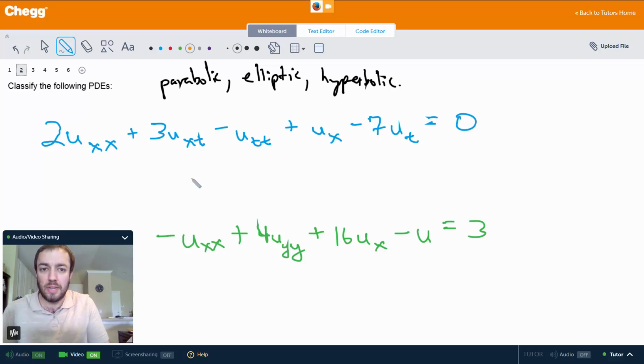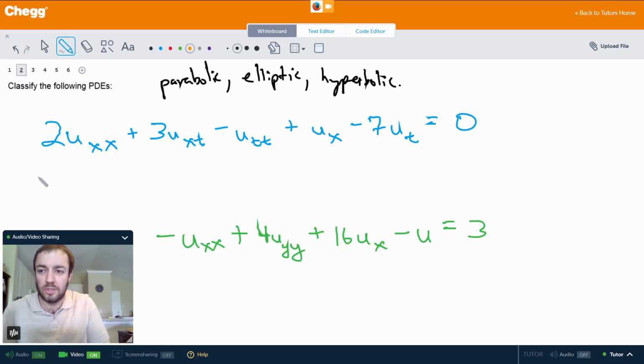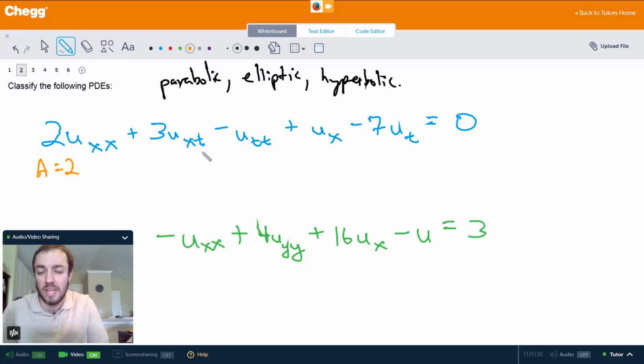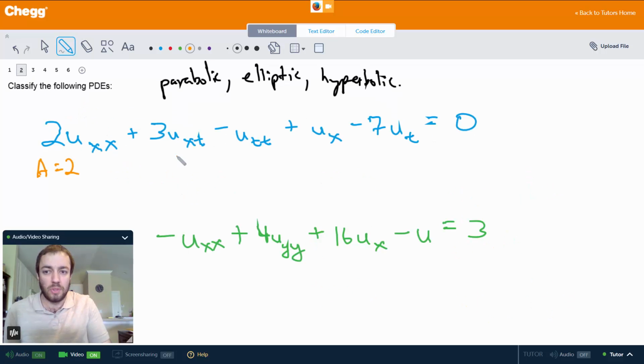So in order to classify these, we just have to identify a, b, and c. Well, here, a is the one on u sub xx, so a is 2 in this case. b is the one on the mixed partial, b u sub xy. So notice here we have t instead of y. That's totally fine. It does not matter at all. We don't have to have these exact variables x and y. We can have any two variables. As long as we have two of them, then this classification will make sense. So b equals 3 for us, and then finally c equals -1, because this is just short for -1.